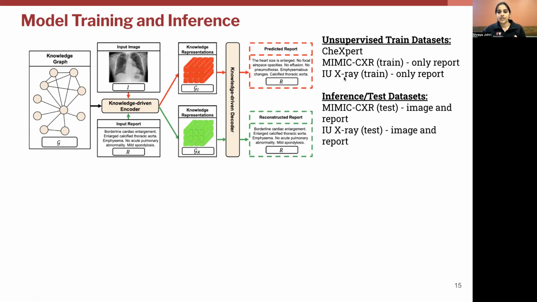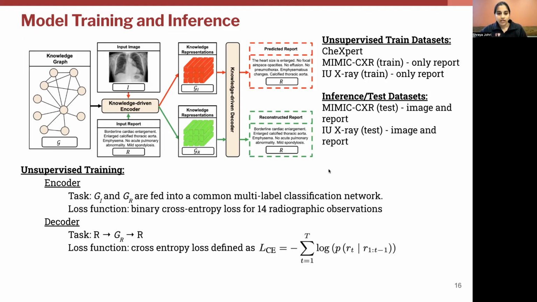Similarly for IU X-ray, only the train split is used. The test is discarded. MIMIC-CXR and IU X-ray have previously labeled examples that fall into the test and the train category, so that's how they divided this. For the inference, we then use the test versions of MIMIC-CXR and IU X-ray.